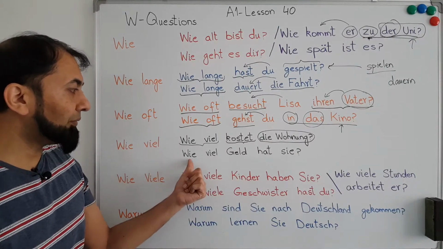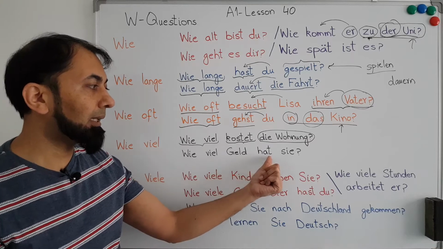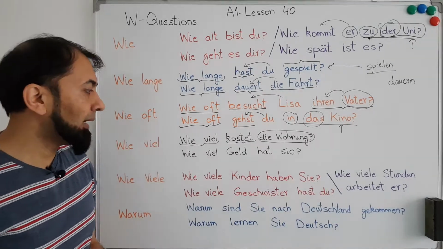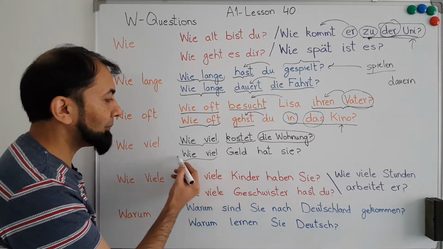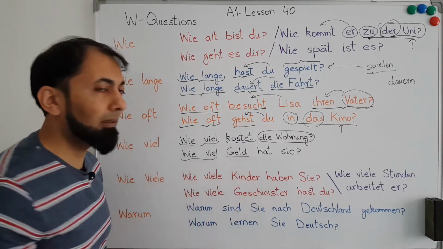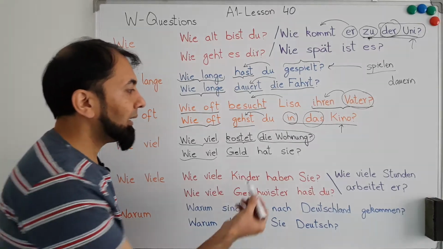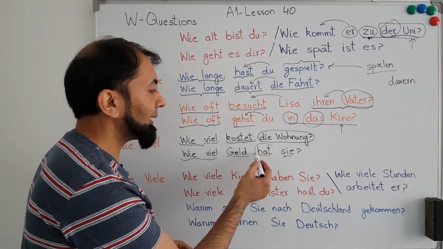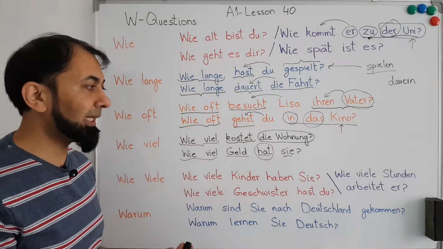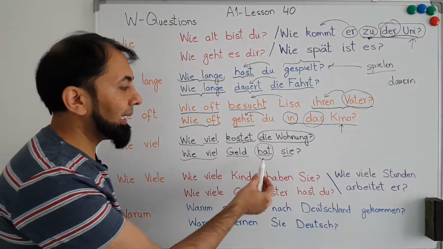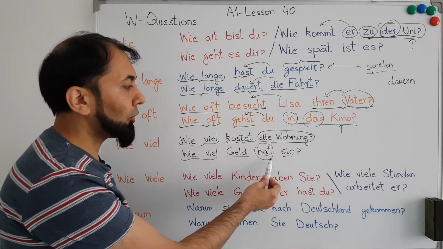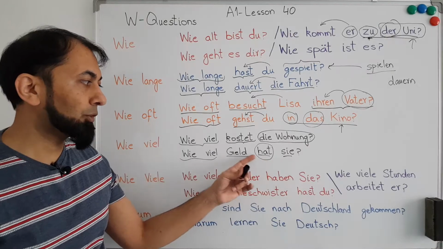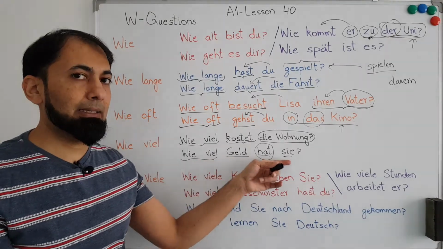Next example is wie viel Geld hat sie? How much money does she have? Again, wie viel is coming at the first position. Geld means money. Hat sie. Now in this sentence we are using the verb haben in the meaning of possession, that she has something, and if we conjugate haben for sie, which means she, it will become hat. So wie viel Geld hat sie?